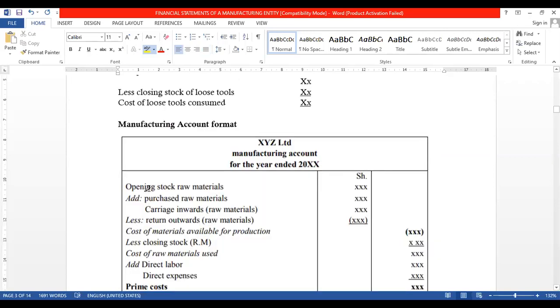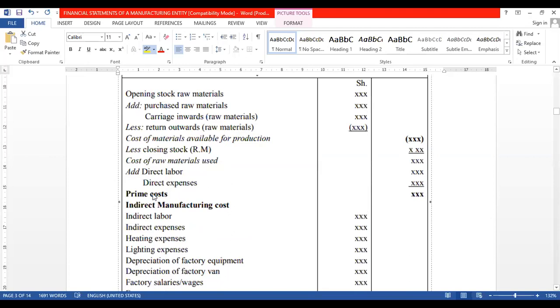Now, if you look at this first part here, it is not different from what we are used to. It's only that in this case, what we are dealing with is opening stock, for example, of raw materials. And remember, in a question, these things will be mixed up, because many times you'll be required to prepare both a manufacturing account, and then once you prepare a manufacturing account, you proceed and prepare a trading profit and loss account. I hope this is clear, right? Up to the prime cost. Then after the prime cost, remember we have said these are all direct costs that we have covered so far.